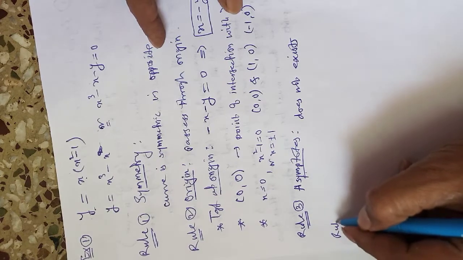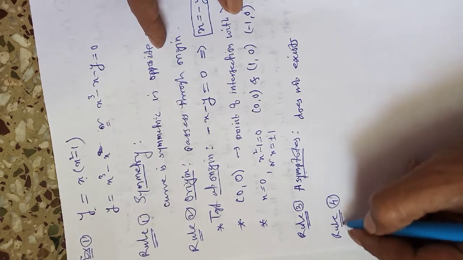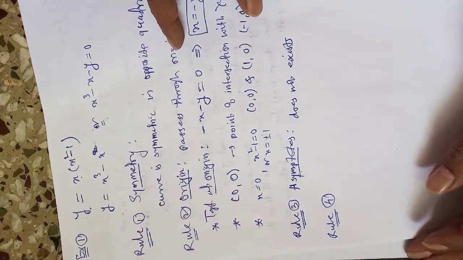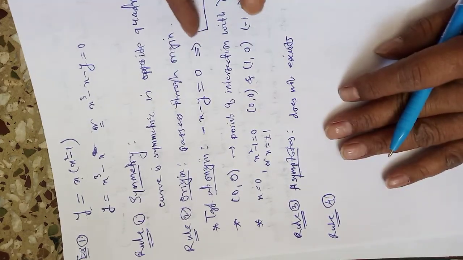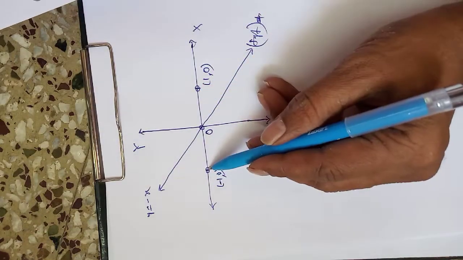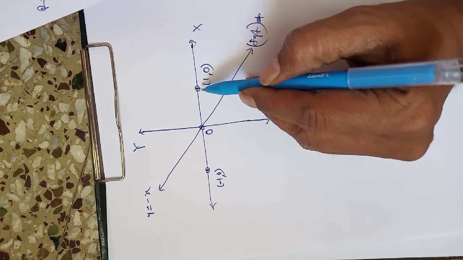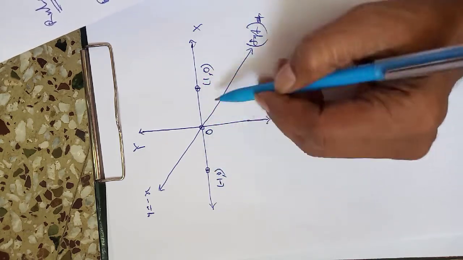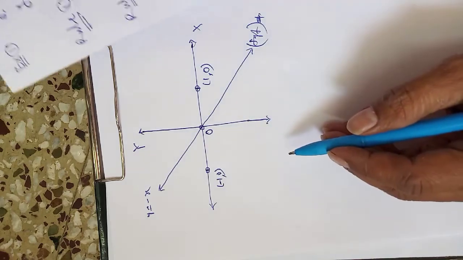Right? So next, rule 4, special points. In the special points, what we're going to check is only the tangents at the points of intersection, whether the tangents at these points are parallel to x-axis or parallel to y-axis. That will decide actually the nature of the curve. Right?